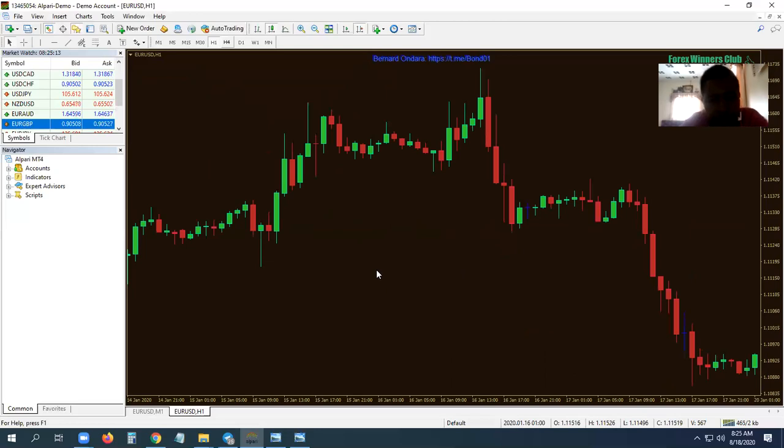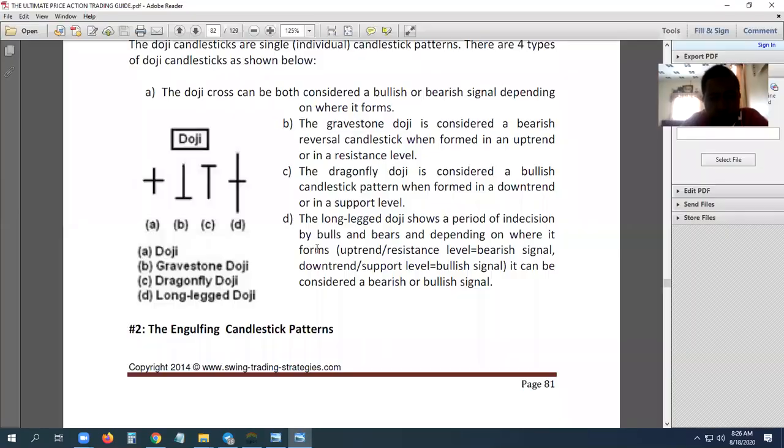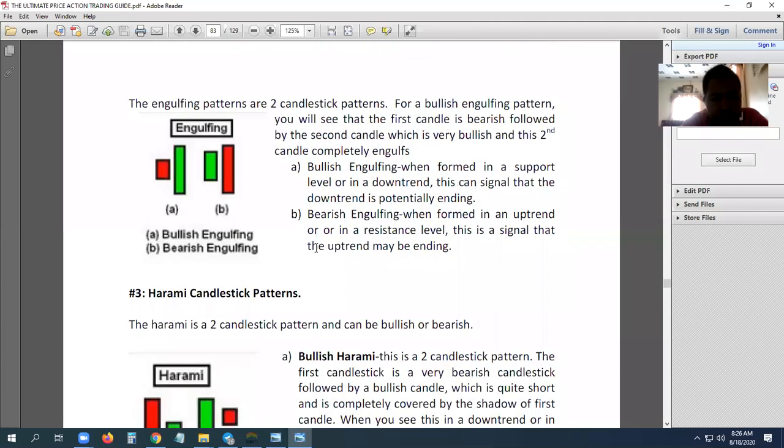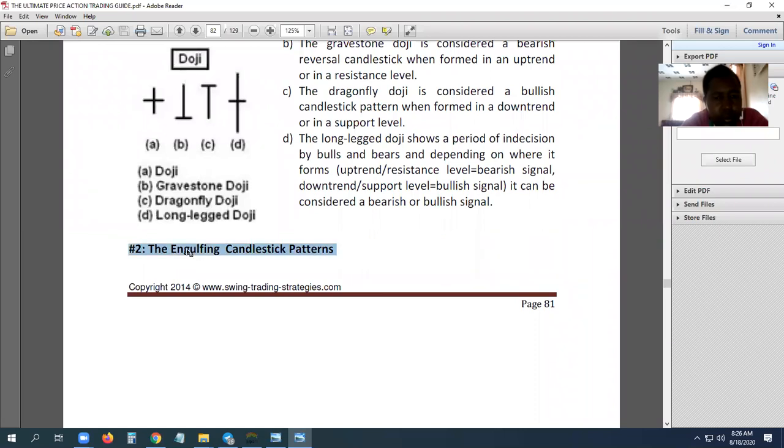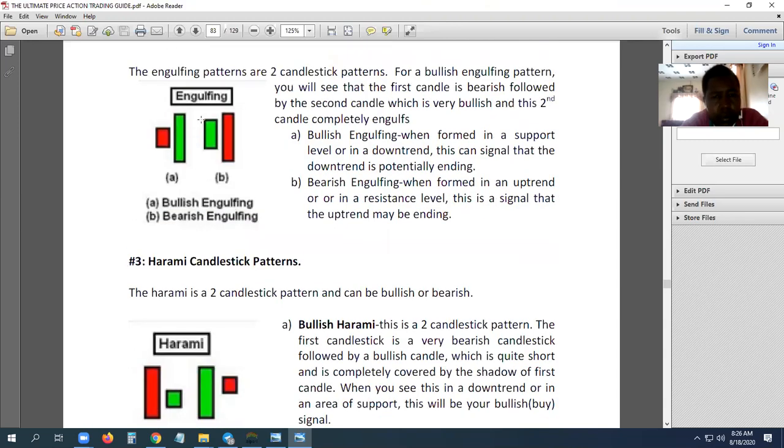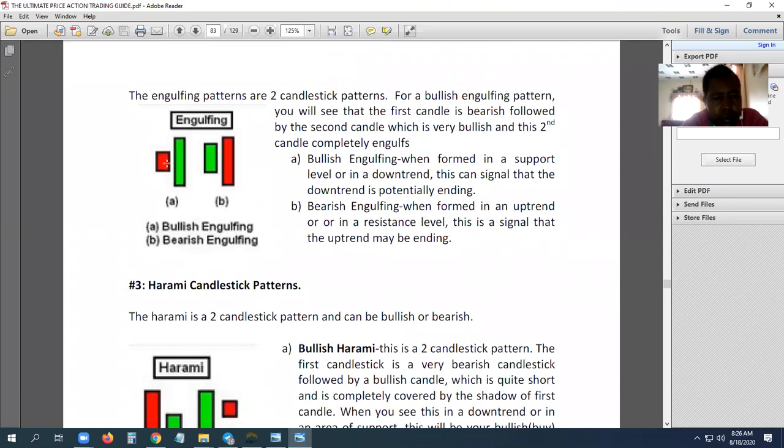All right, so we move on to the second candlestick pattern. That's number one. Number two is engulfing. Engulfing candlestick pattern. To engulf is to cover completely. Engulfing looks like this, where we have a small red candle followed by a very big green candle that covers the body of the previous candle. You can see the green is covering the body of the red.